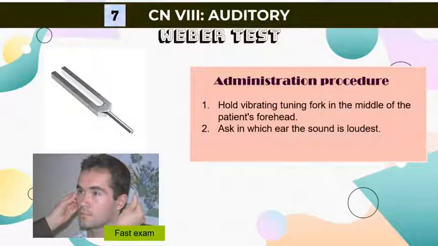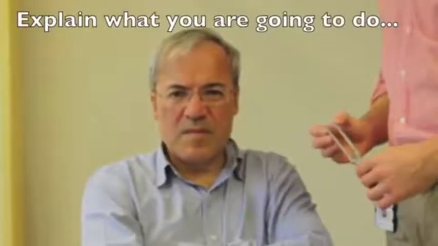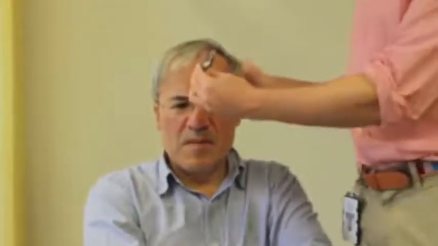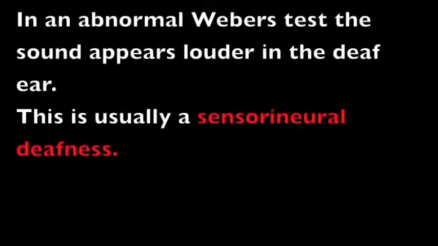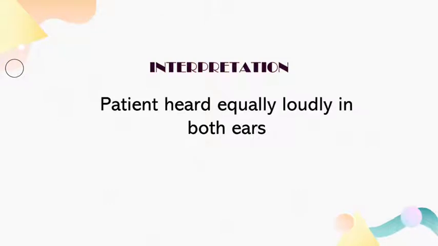The third test of the auditory nerve is the Weber test. The tool is also a tuning fork. Here is the administration procedure. I'm going to ping the tuning fork and place it on the centre of your forehead. Let me know where you hear the sound best. In the middle. Interpretation: patient heard equally loudly in both ears, indicating normal findings.